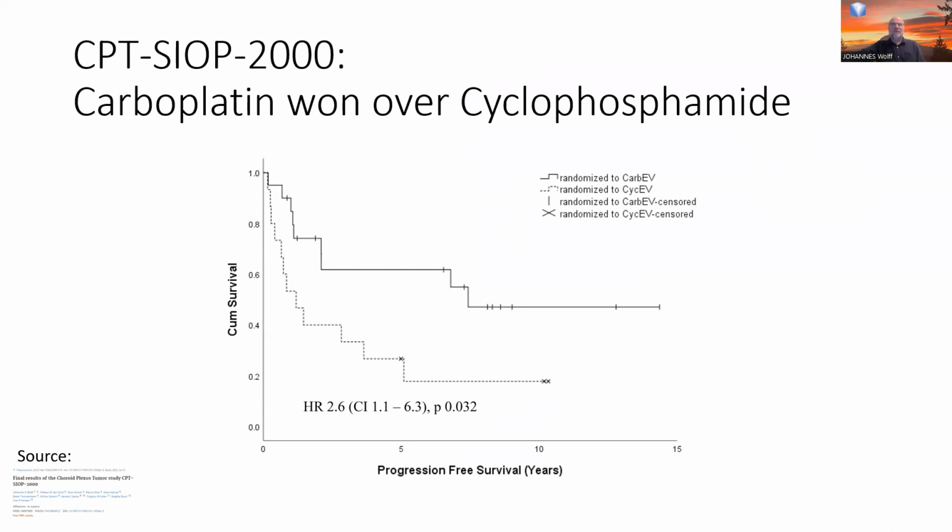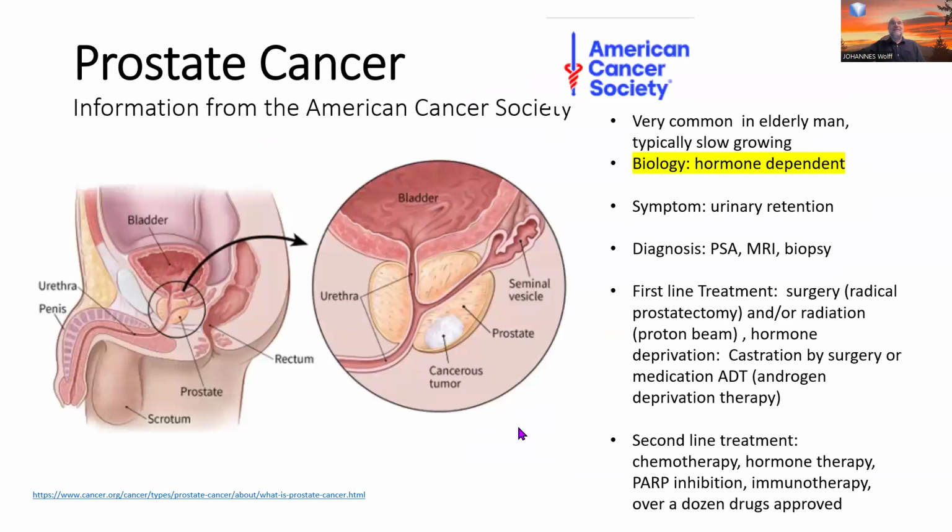Now, the trial that I referred to was called CPT-SIOP 2000, and it also had a chemotherapy question. Carboplatin versus cyclophosphamide, that's the carboplatin curve, that's the cyclophosphamide curve. Let's go to a different diagnosis.